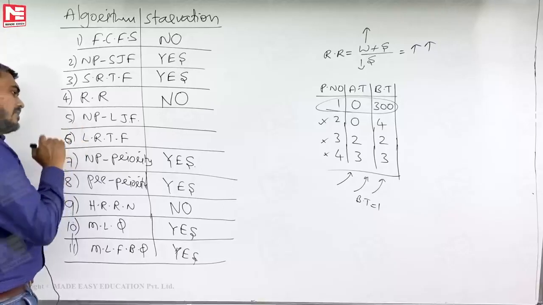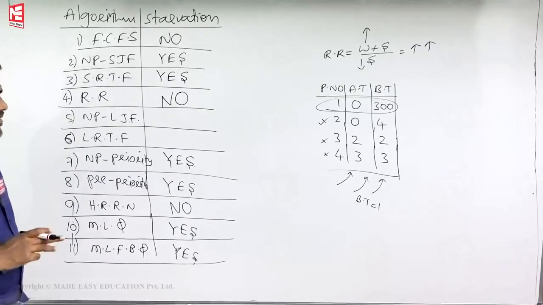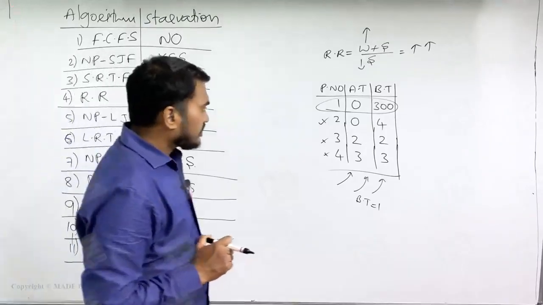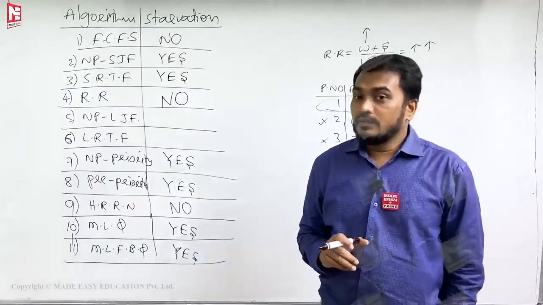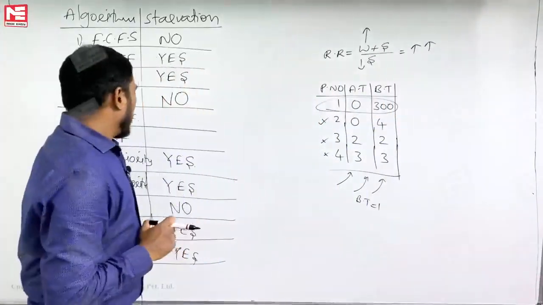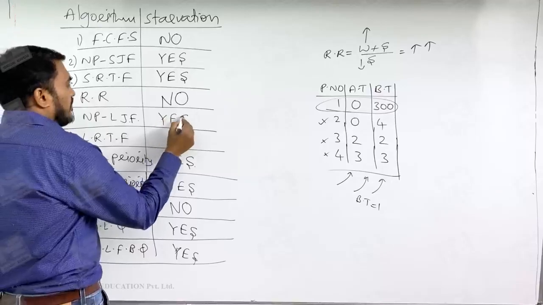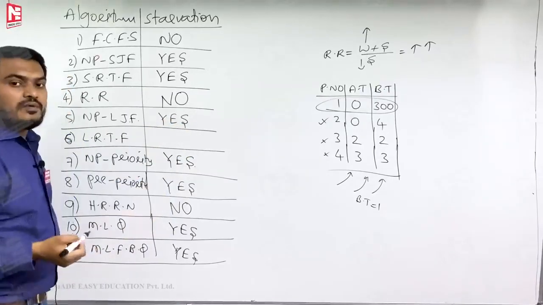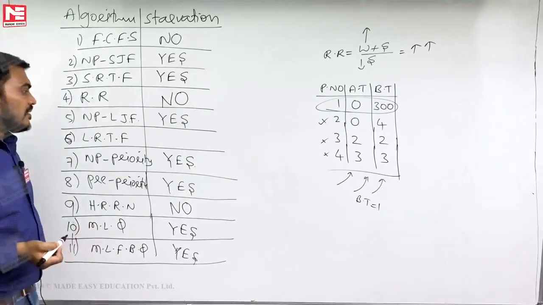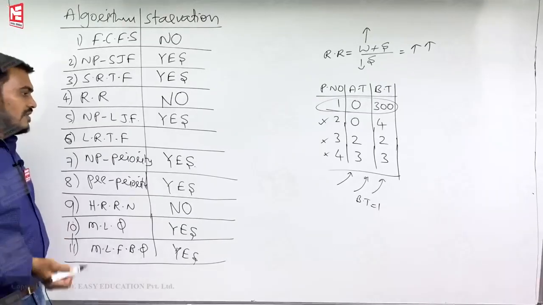Next, now think and tell me number 5, non-preemptive longest job first. Do you have starvation there? Okay, so understand here. So that is a yes. Why? Because if the longer process keep on coming, the shorter process will go into what? Starvation. So that is yes.